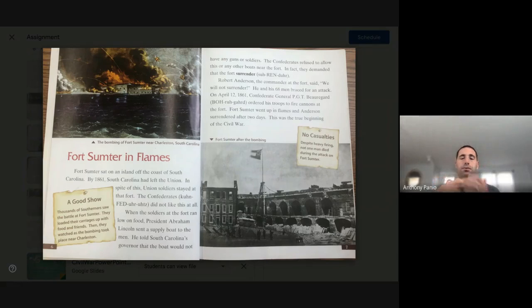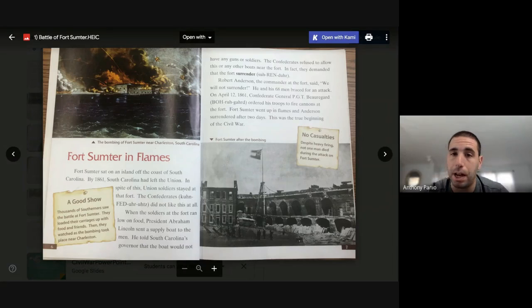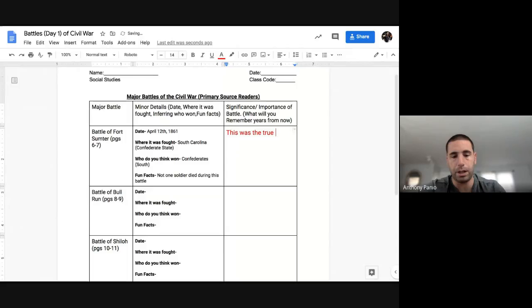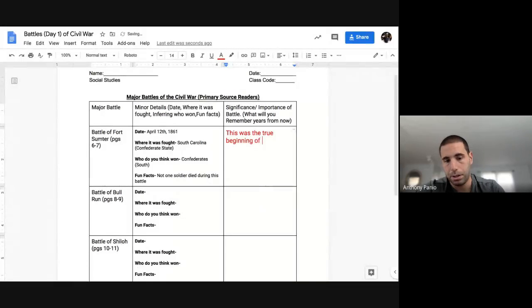So if hypothetically Fort Sumter never happens, the Civil War may never start. But since the South decided to attack the fort, the Union took that as a sign of war, an act of war. So this is when we started to declare war on the South. All right, so I would say this was the true beginning of the Civil War.